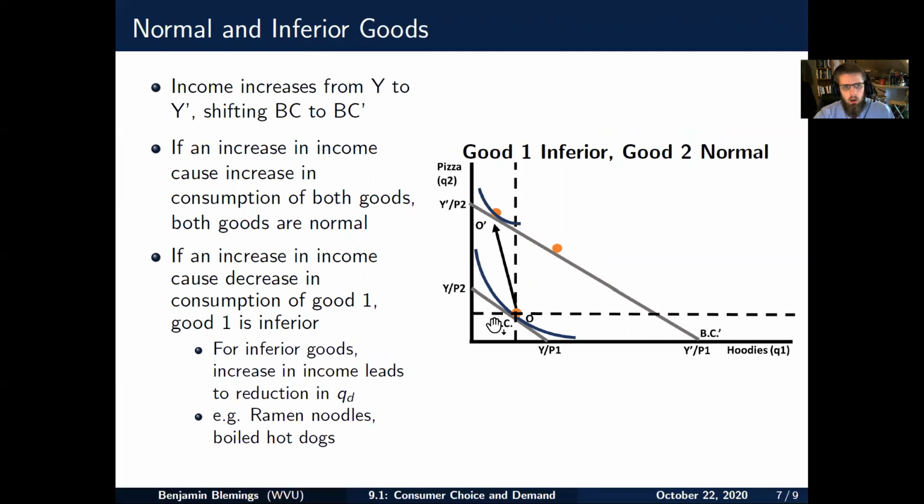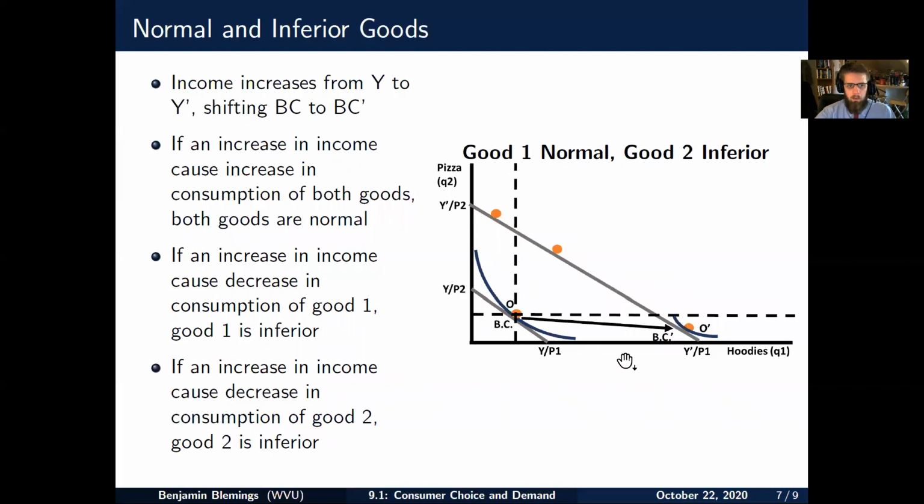And so what happens when our optimal bundle is over here at this O prime? Well, we've bought more of good 2, and that's why this point is vertically higher than this point, but we've bought less of good 1. So this optimal bundle is to the left of the original O. And that just means that good 1 is inferior. Our income is increased and we've reduced our purchases of it. Some examples of that would be ramen noodles, boiled hot dogs, etc. So we would say something like good 1 is an inferior good, or as your income increases, you buy fewer hoodies and you buy suits, ties, whatever.